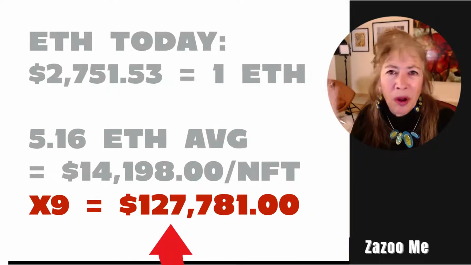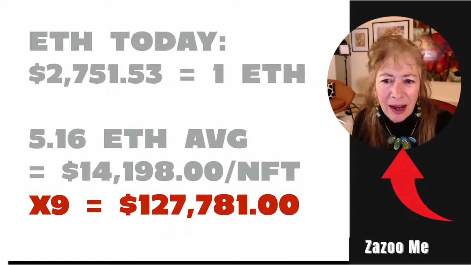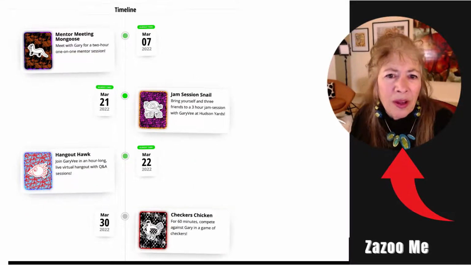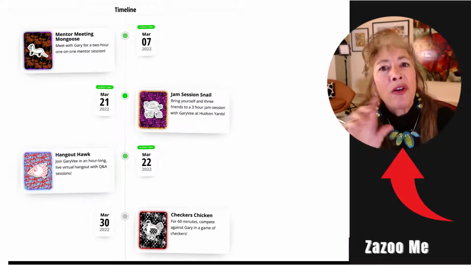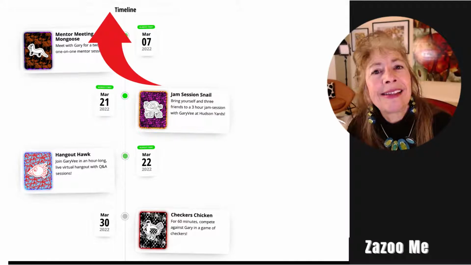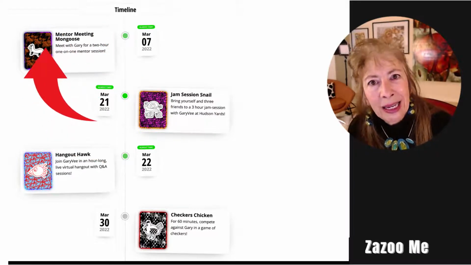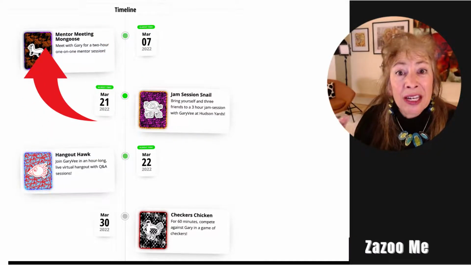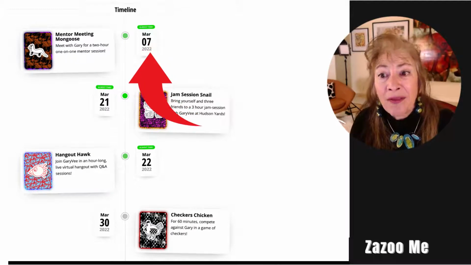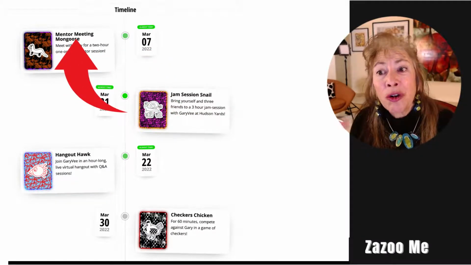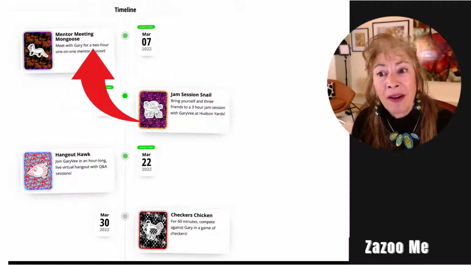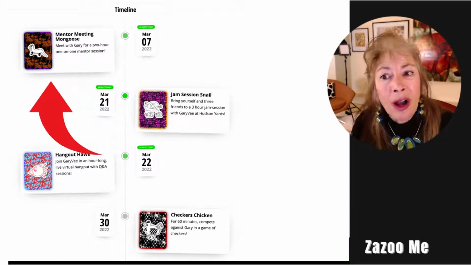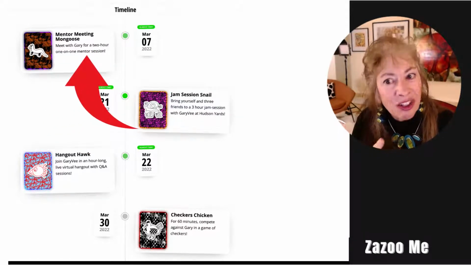Almost $128,000 to go bowling with 9 people twice, and have fun. So, basically he's just going to have fun. If you go to his website, you will see that he has a timeline for releasing new NFTs with utility. March 7th, 2022, mentor meeting Mongoose. Meet with Gary Vee for a 2-hour one-to-one mentor session.